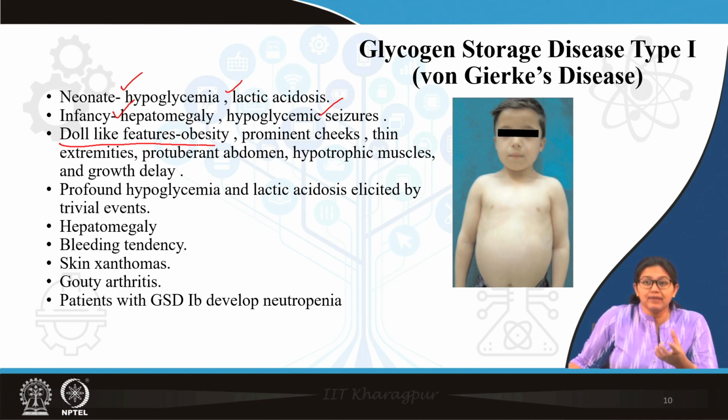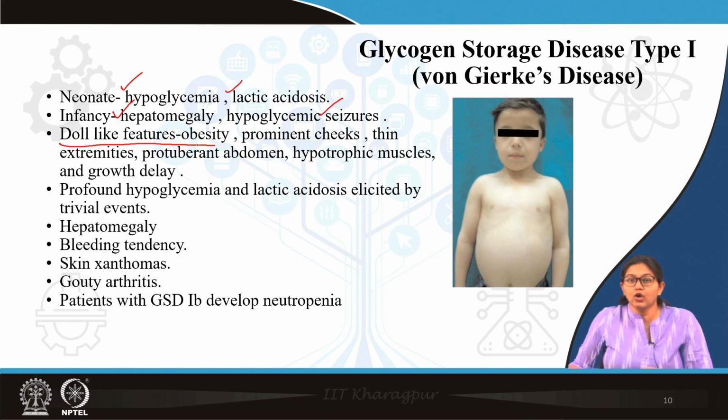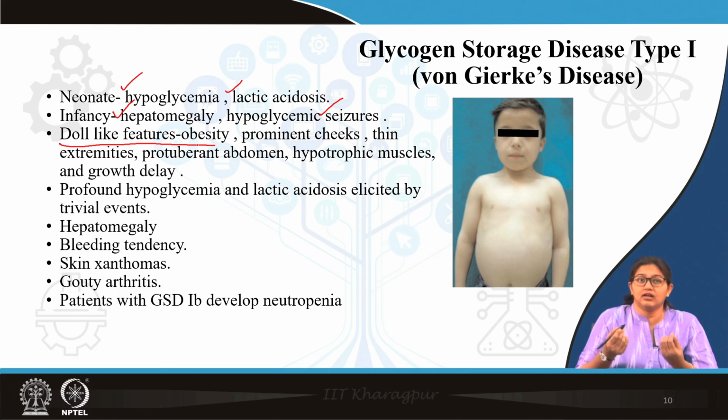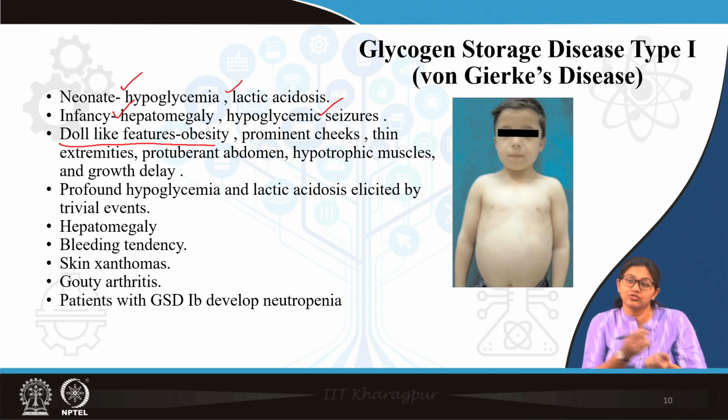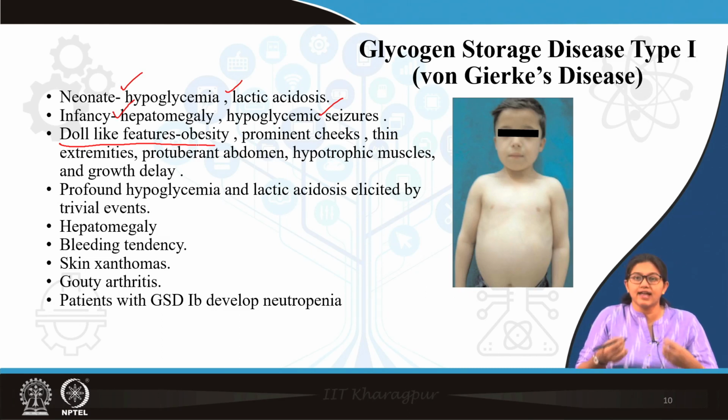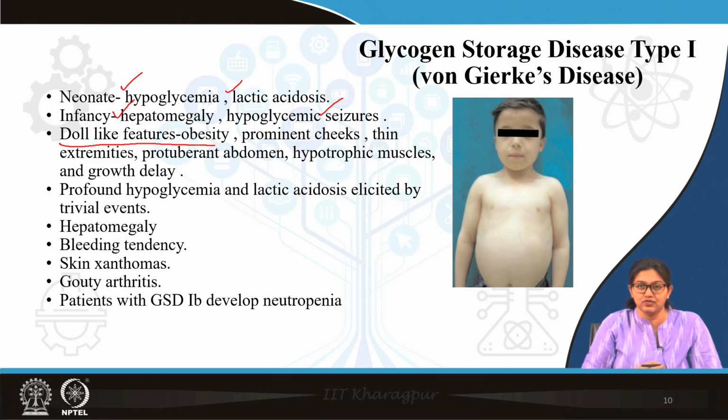The babies or kids present with doll like features. They have obesity, a protruded abdomen, prominent cheeks, hypertrophic muscles and growth retardation as well. The extremities are very thin, whereas the abdomen is protruded, giving rise to a feature of obesity. So, this is the doll like feature which we say.